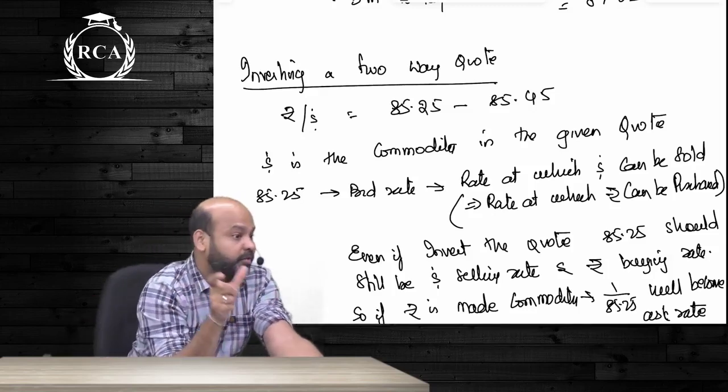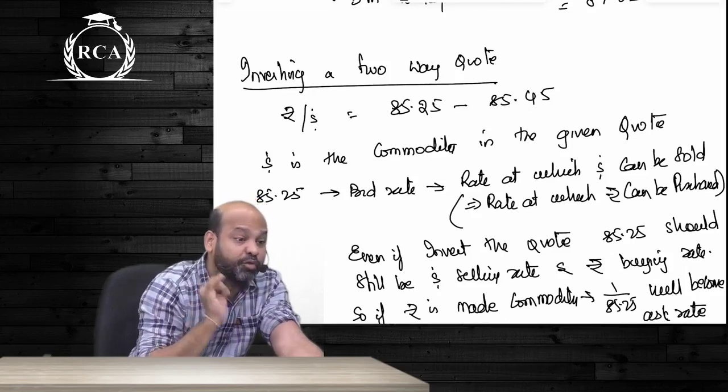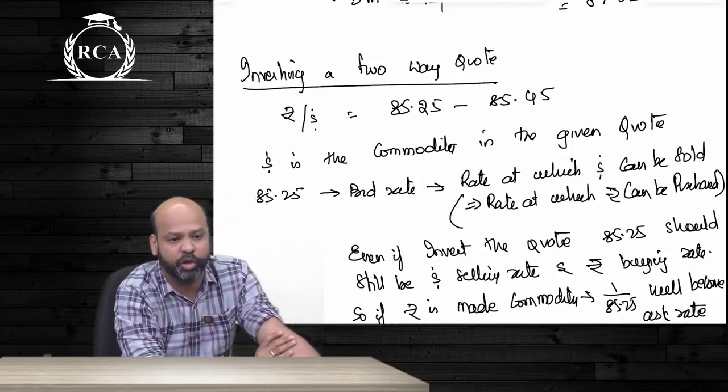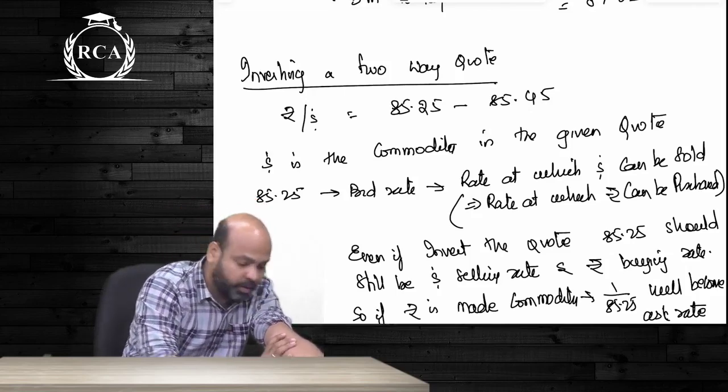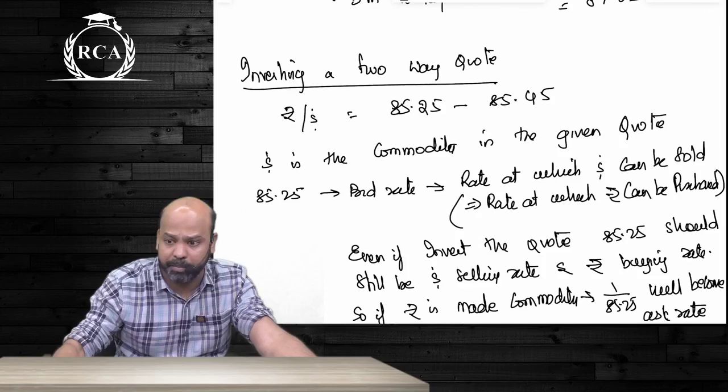So here, guys, when you're computing cross currency rate, whenever you have to invert a two-way quote, bid rate of the original quote will become ask rate of the revised quote. Ask rate of the original quote will become bid rate of the revised quote. I told you the logic is very simple as such, beta.